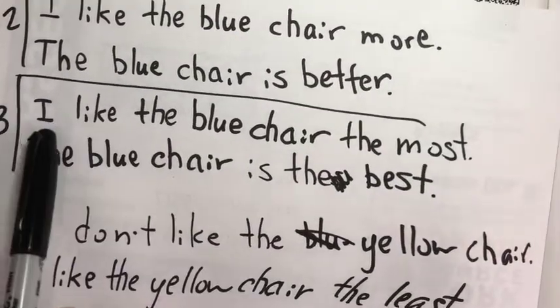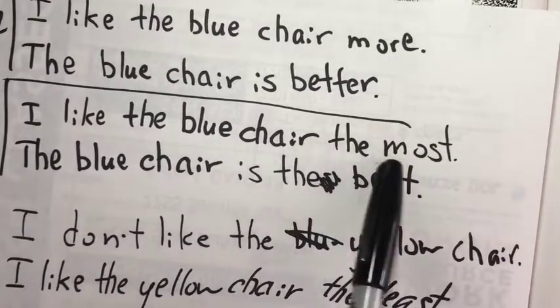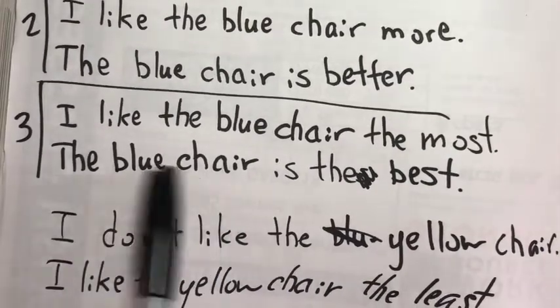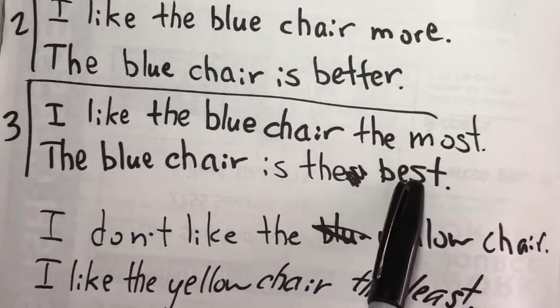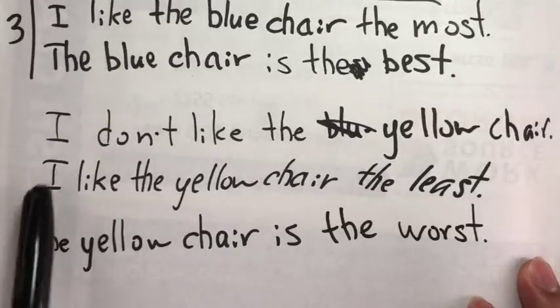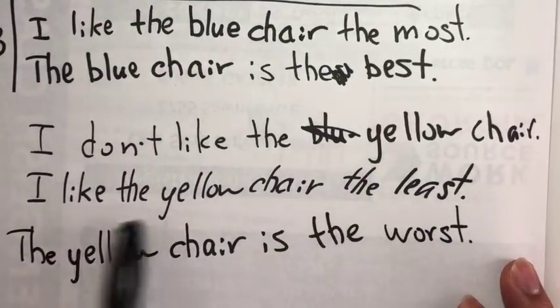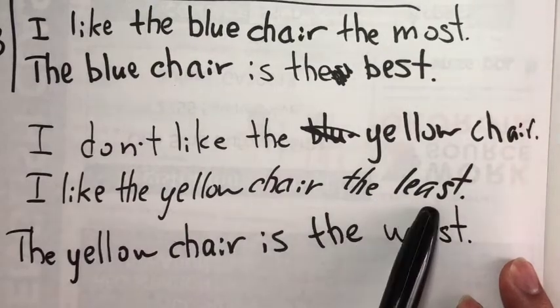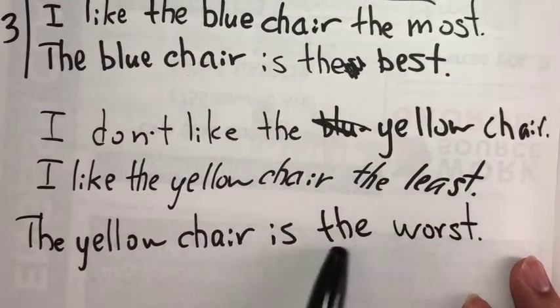So, I like the blue chair. I like the blue chair the most. The blue chair is the best. I don't like the yellow chair. I like the yellow chair the least. The yellow chair is the worst.